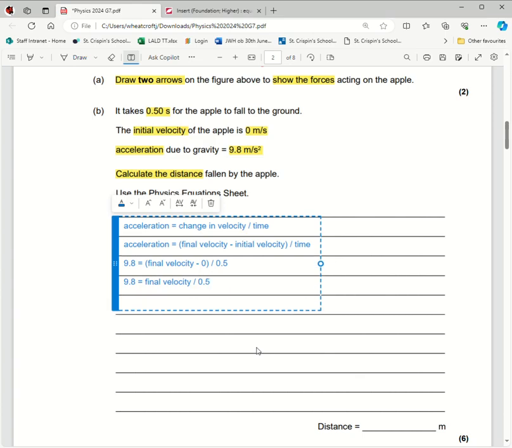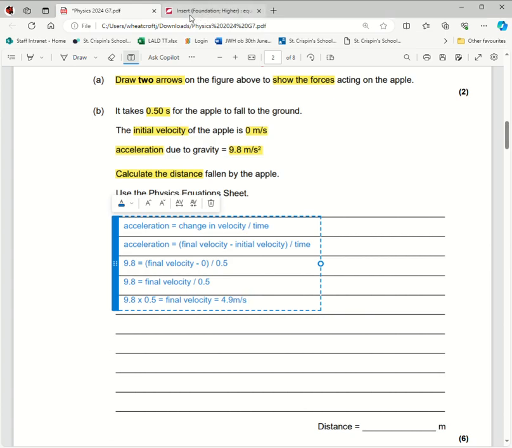To get rid of the divided by 0.5 on the right hand side of the equation, we have to do the inverse operation and times by a half, and if we do that to that side we have to do the same to the other side. So this ends up being 9.8 times 0.5 equals the final velocity, and that is equal to 4.9 meters per second, because that's the unit for velocity. So we now have our final velocity.